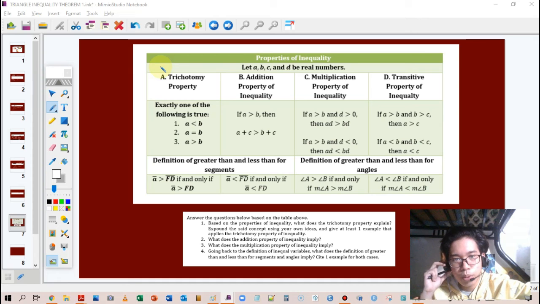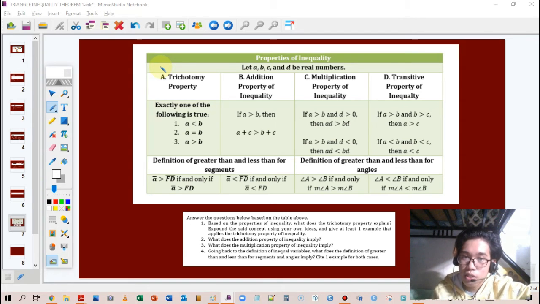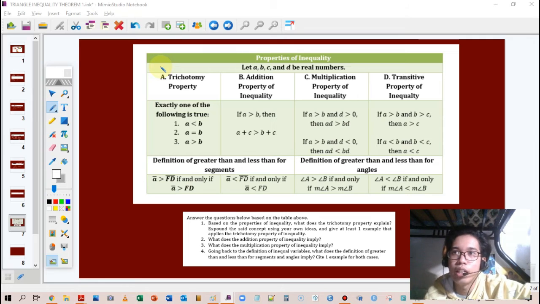And then we have the addition property of inequality. It says here if A is greater than B, then if we add a constant, let's say C, or let's say the number 5, then A plus C is greater than B plus C, because your presupposition, what you suppose, is A is greater than B. If that's true, then adding a constant to both sides would not affect the validity of your first statement. So A plus C is greater than B plus C.